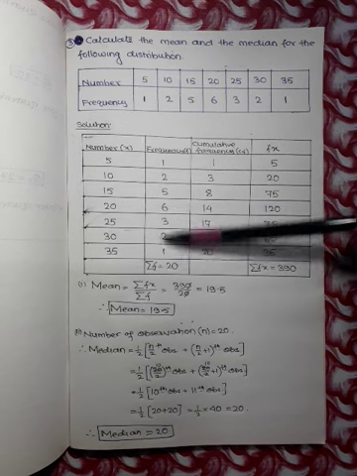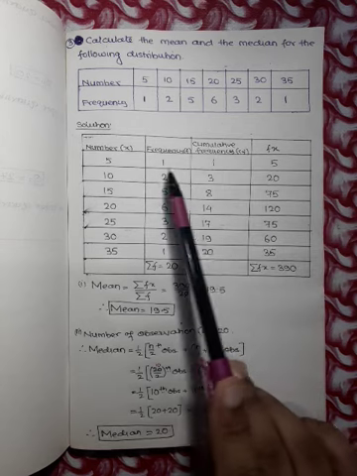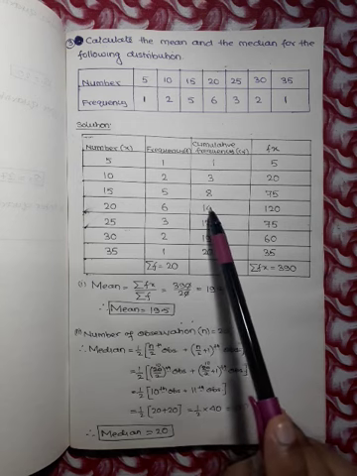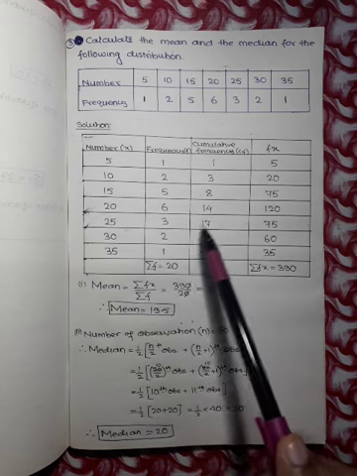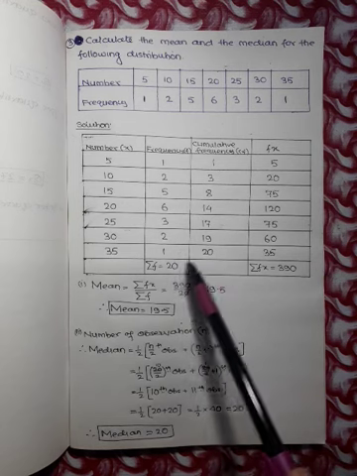So we can find the summation of F, it is 20. You know how to find cumulative frequency? So this is 1, 1 plus 2 equal to 3, 3 plus 5 equal to 8, 8 plus 6 equal to 14, 14 plus 3 equal to 17, 17 plus 2 equal to 19, 19 plus 1 equal to 20. So here also it is coming 20.